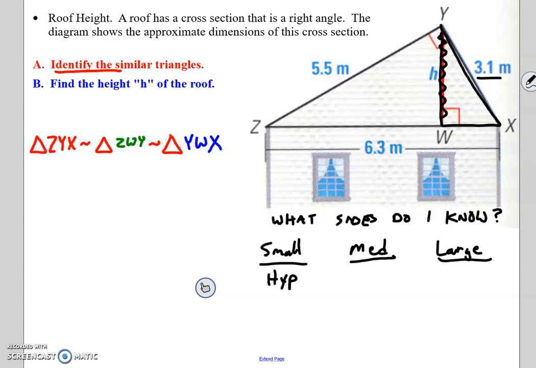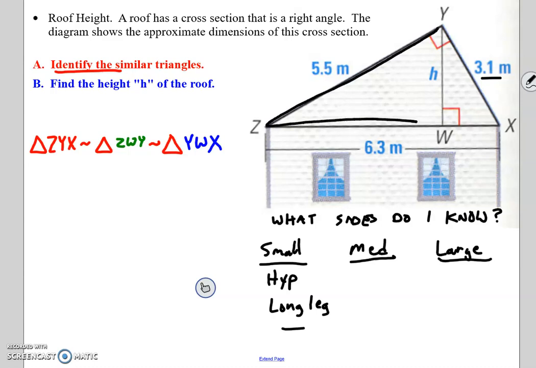I know it's not a specific value, but we've got a variable that we're trying to solve for here, H, as the long leg. What I don't have here is the short leg. WX is not a value that has been given to me, so I couldn't use that in a proportion to help me solve for anything. I'm going to do the same thing now for that medium triangle.